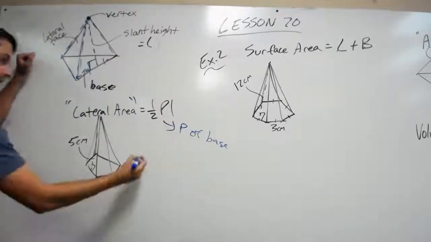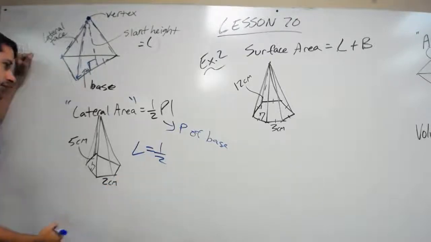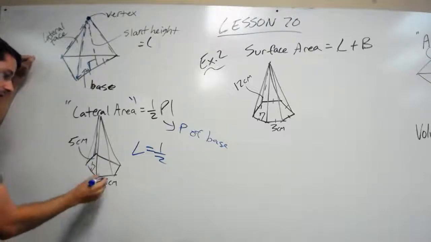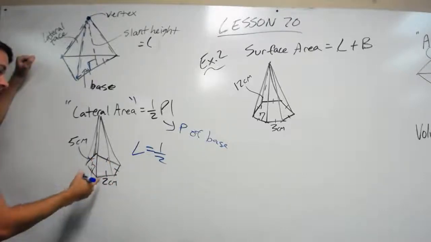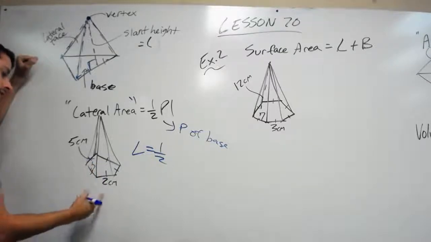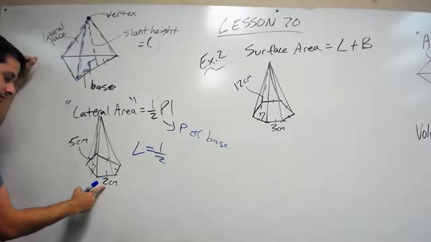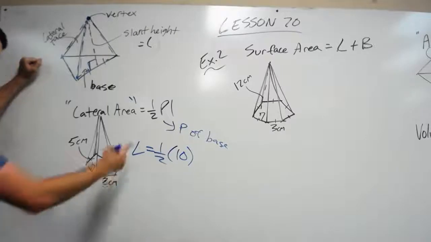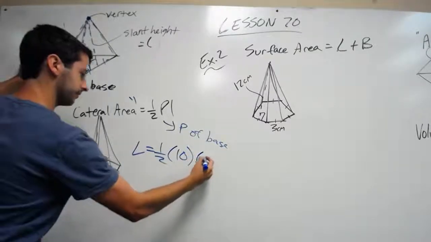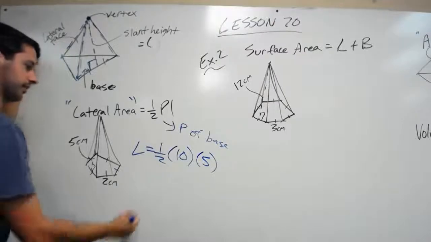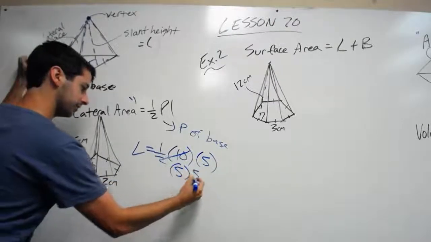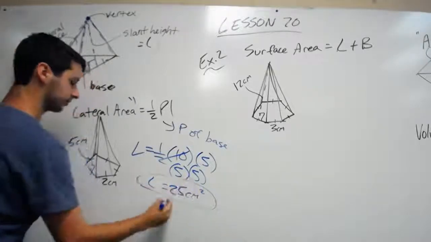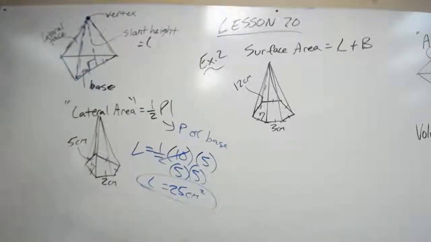So we do lateral area equals 1/2 perimeter. This is a 5-sided polygon, and it's regular. I forgot to say that. It's a regular polygon, so all the sides are the same, so we can do 5, the number of sides, times 2, the measurement. 5 times 2 would be 10. And then it gives us our slant height is 5. So we do the math. 1/2 of 10 is 5. So 5 times 5, 25 centimeters squared is our lateral area. So that's how you do lateral area.